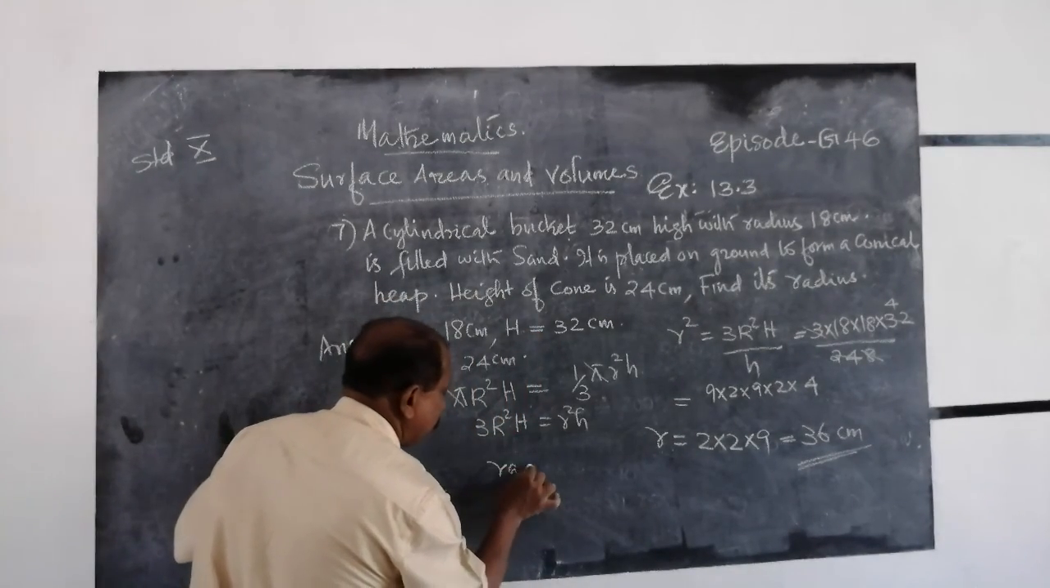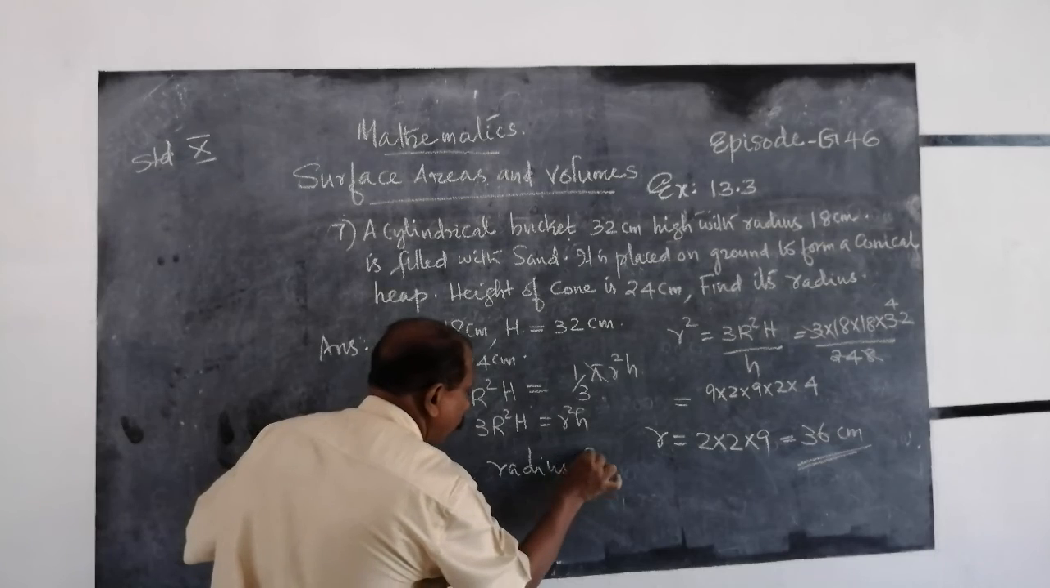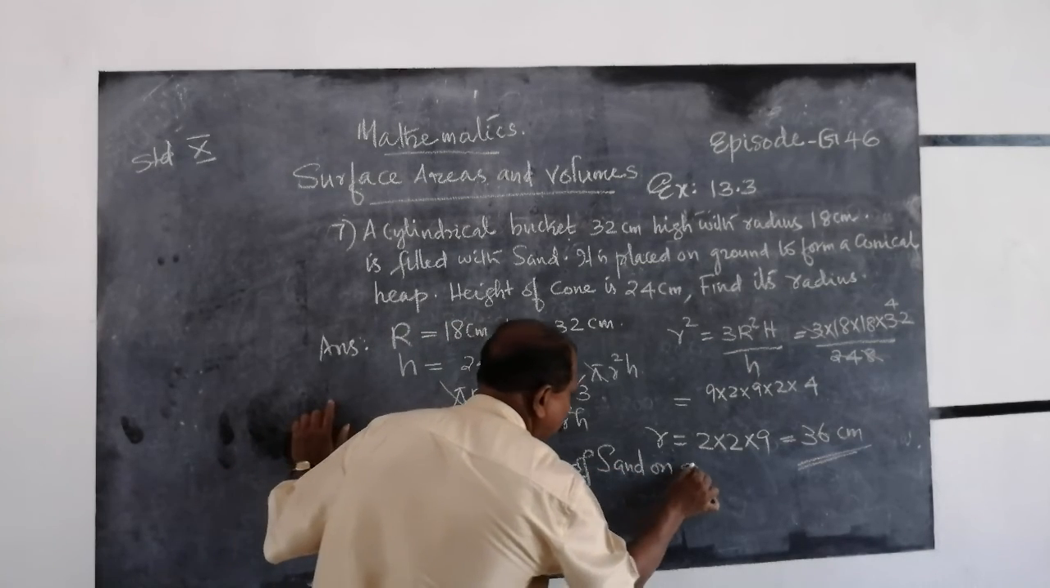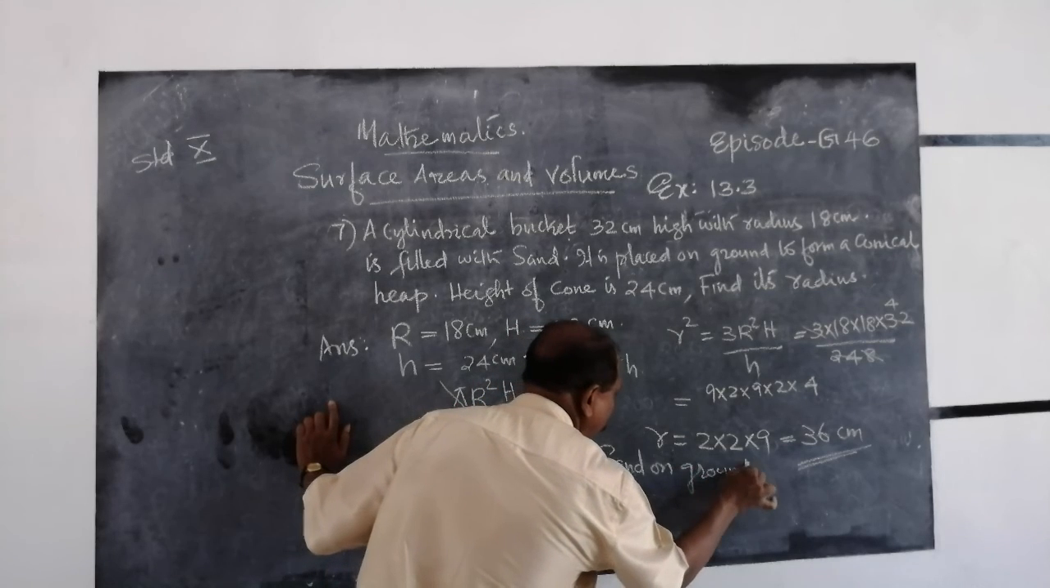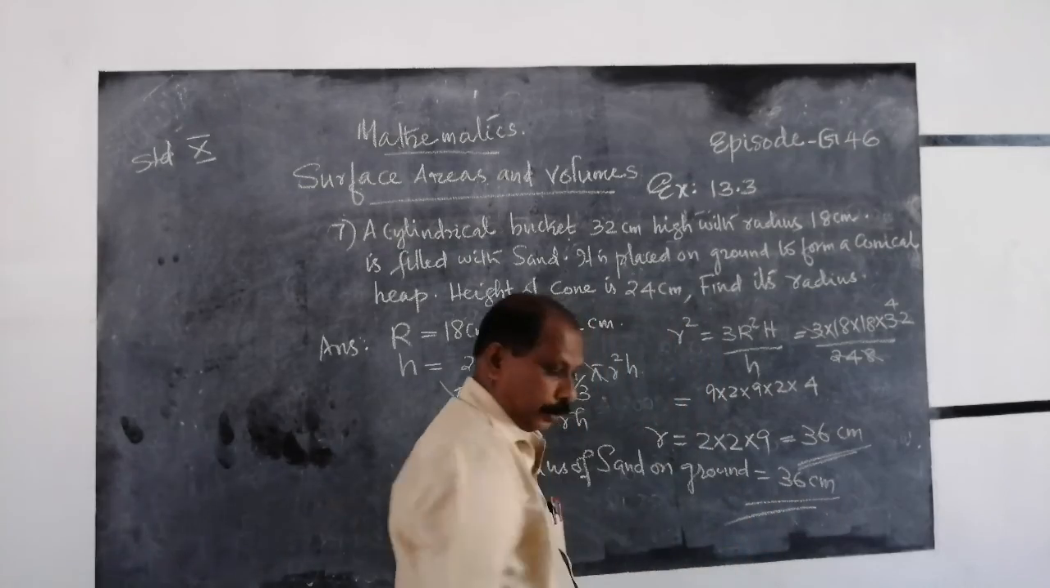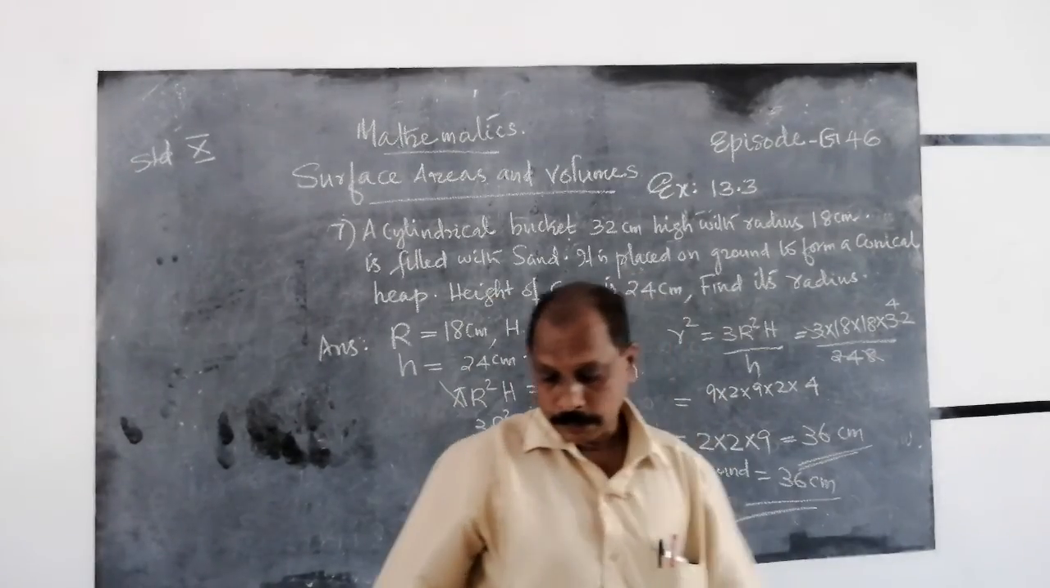That is radius of sand on ground is equal to 36 centimeter. That is the final answer.